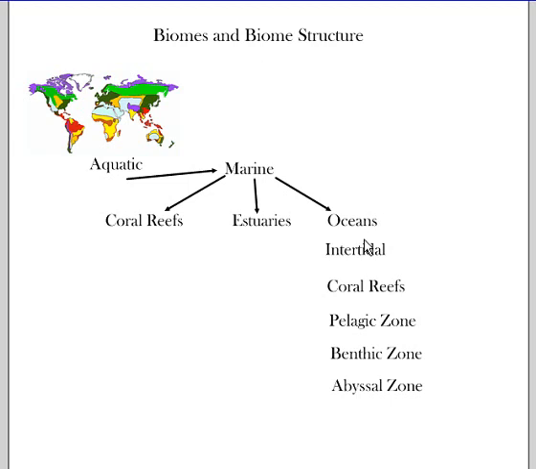Okay, so that's the structure of this particular biome. Of a marine biome, the structure is: we look at oceans, and then we look at the intertidal part, then we look at coral reefs, then we look at the pelagic zone that's out in the open, then below it is the benthic zone, and below that is the abyssal zone. And that kind of structures it out.